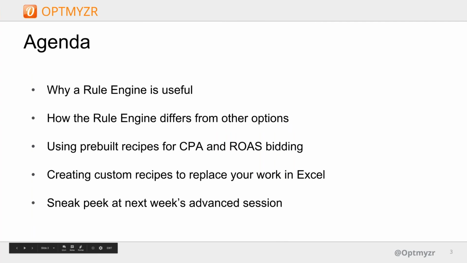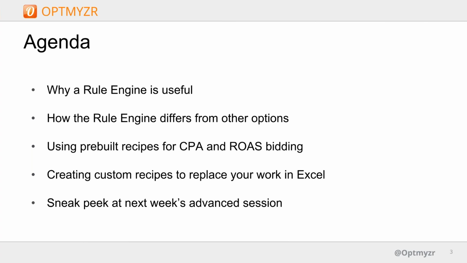So let's talk about the rule engine. We're going to talk about why a rule engine could be useful, and how the rule engine is different from some of the other options that are out there in the market space, especially those free ones that you have available in the AdWords interface. Then I'm going to shift into a live demo showing you how you can use a pre-built recipe to do CPA, return on ad spend type bidding. And then we'll also create a custom recipe that can replace all the work that you currently do in Excel.